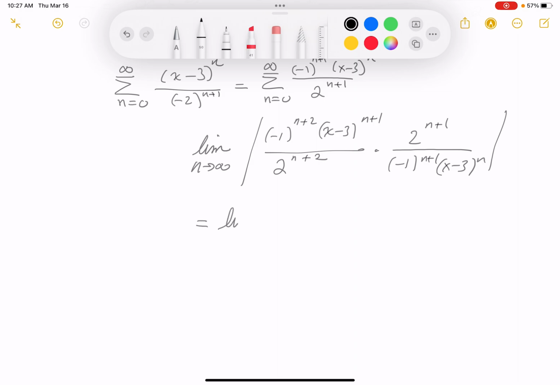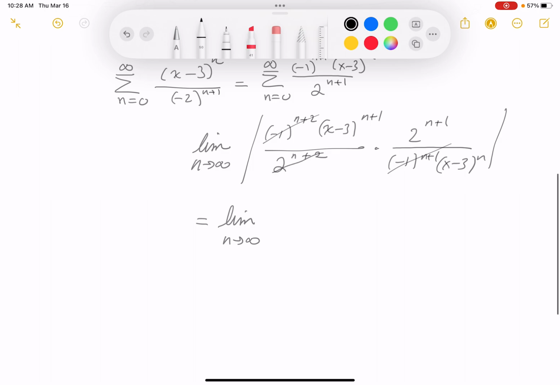Equals the limit as n goes to infinity. I'm realizing these negative things, the absolute values, could be 1. And the 2 over here, I'm going to just cancel those off. And what's left is just a 2 on the bottom. I'll put that down here.